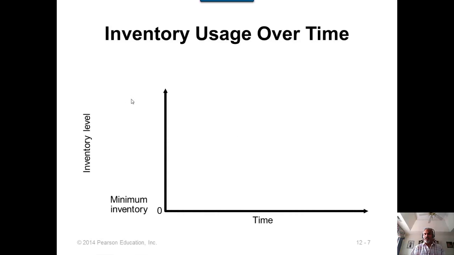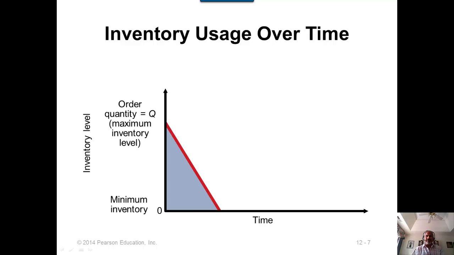Now let's look at how the inventory will go up and down under these assumptions. With time on the x-axis and on-hand inventory on the y-axis, at one instant in time when an order is received, the on-hand inventory will jump up to the order quantity because the entire order quantity is delivered in one instant. Then, since demand is constant, the inventory will come down at a constant rate, at the demand rate.